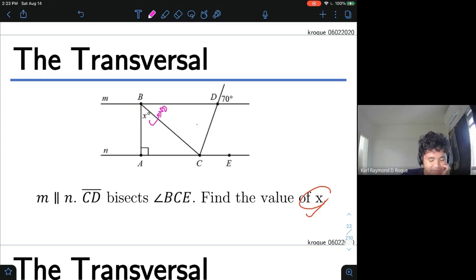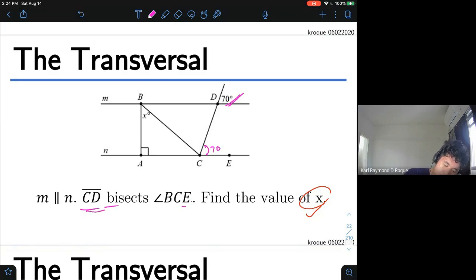Okay, bakit? Sige, gawin natin. C bisects BCE. Kunin natin si... kung 70 to, 70 rin yan, 70 rin yan, 40 to, 50. Okay, isa pa. So, by transversal, equal ito, dito. Bisect daw? Ano sabihin ng bisect?